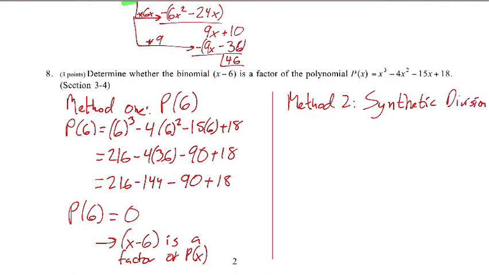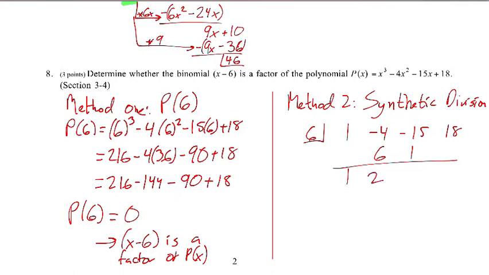So if something's a factor, you should be able to divide by it. So synthetic division, again, using the coefficients. So we have 1, -4, -15, and 18. And in our box goes 6. Drop that first coefficient down, 1. So 1 times 6 is 6. Add those two up, so -4 plus 6 is 2.